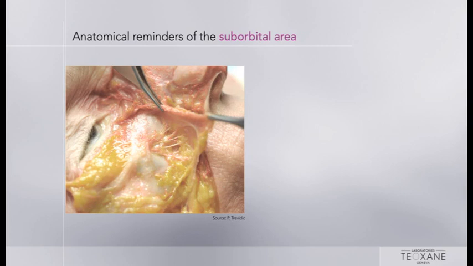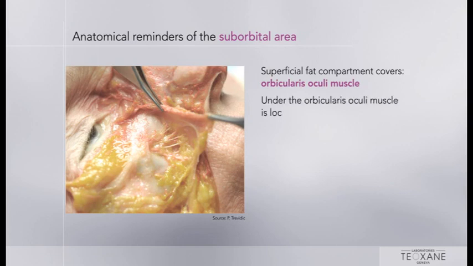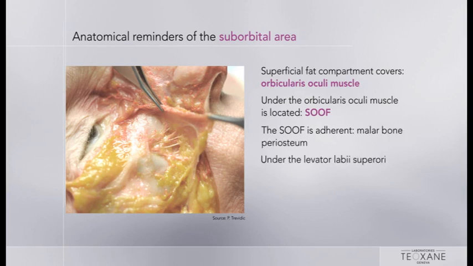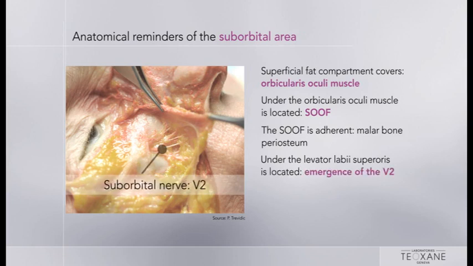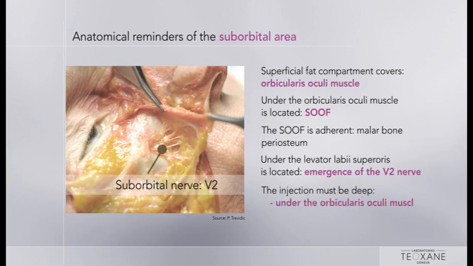Under the skin surface, a superficial fat compartment covers the orbicularis oculi muscle. Under the orbicularis oculi muscle is located the suborbicularis oculi fat, or SOOF. The SOOF is adherent to the periosteum of the malar bone. Under the levator labii superioris is located the emergence of the infraorbital nerve, or suborbital nerve. The injection must be deep, under the orbicularis oculi muscle, in the SOOF.